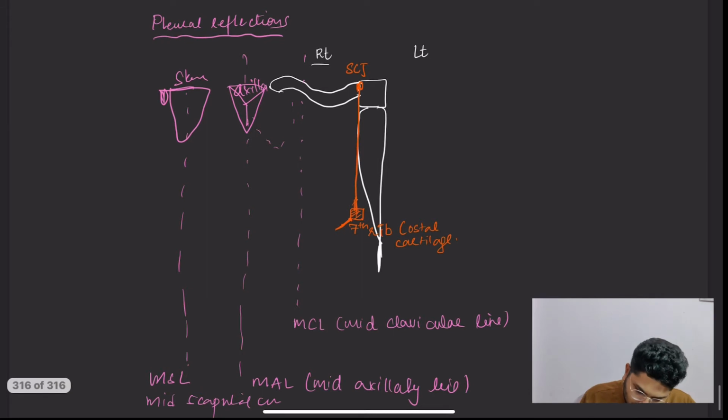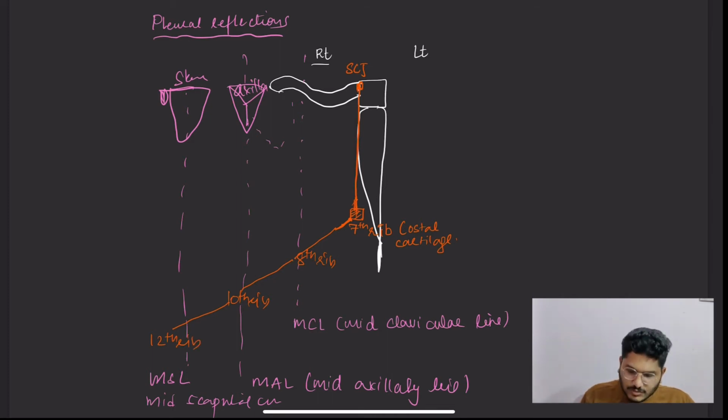Now this pleural reflection passes through the eighth rib in the mid clavicular line, the 10th rib in the mid axillary line, and the 12th rib in the mid scapular line, as shown over here. It is going from anterior to posterior. From the mid axillary line posteriorly towards the mid scapular line, it is related to the 12th rib. So this is about the pleural reflections or surface landmarks of the pleura.